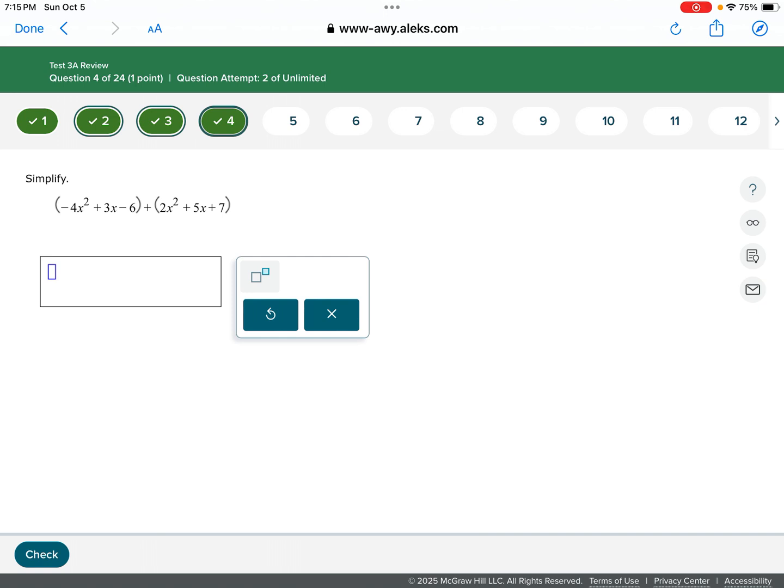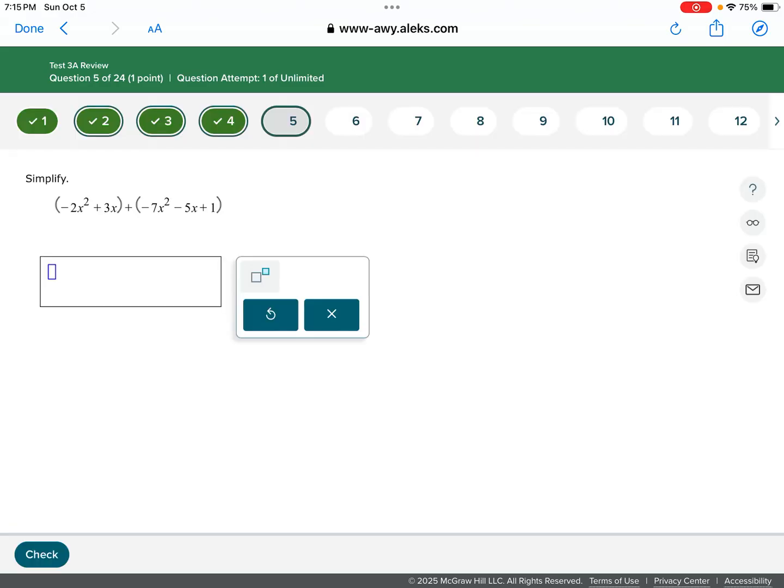So in any case, you might get addition or you might get subtraction. Just combine like terms, and you'll be good. I think 5 is going to be similar. Just going to add, and so combine like terms. So I'm going to skip 5. I'm going to go to 6.